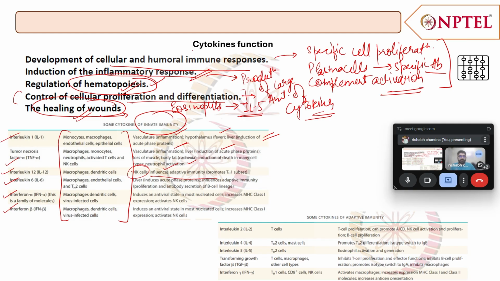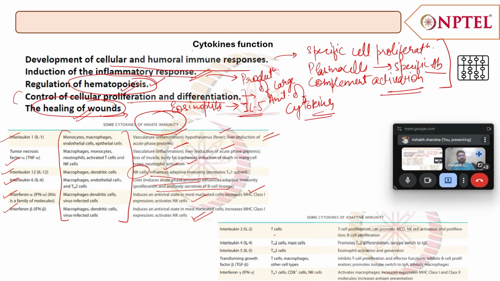It is produced directly from the NK cells. Then IL-6 also induces acute phase proteins, and then proliferation and antibody secretion of the B cell lineage. Okay, then we have the antiviral state: IFN alpha increases MHC class 1 expression, and IFN beta also has a similar function.